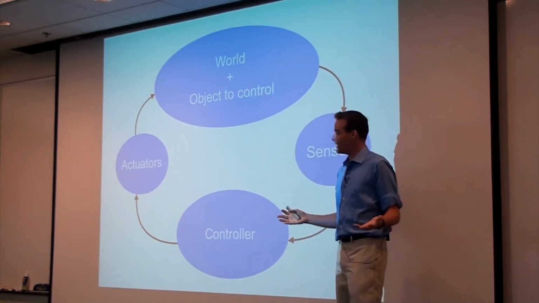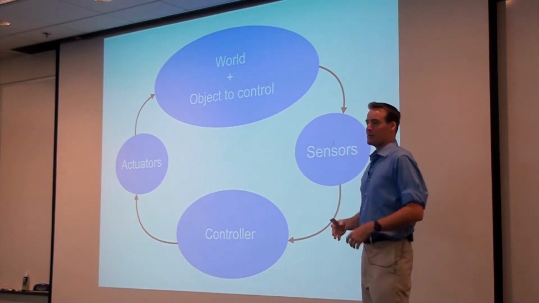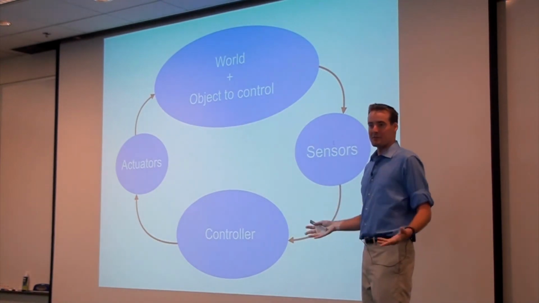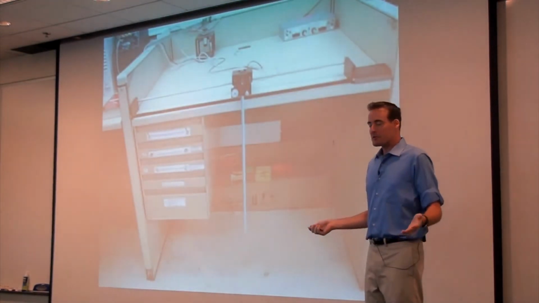So that's the whole idea behind controls engineering: formalizing mathematically these 4 bubbles in a way that lets you actually compute with them and say interesting things about them. I have just a few examples.